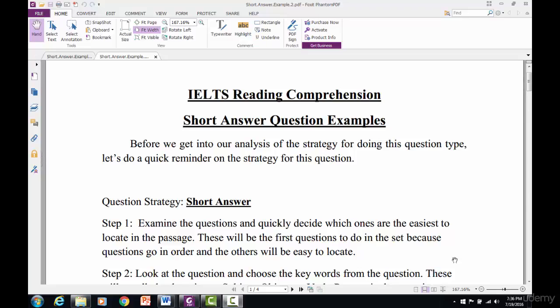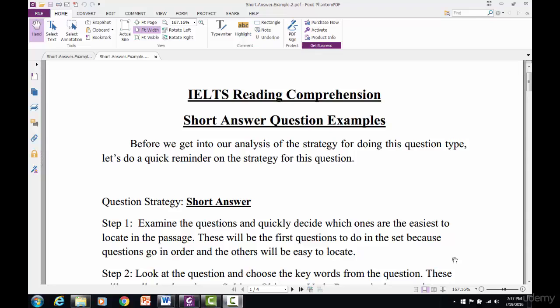Okay, everyone, let's have a look at another short answer example on how to do the short answer questions. As a quick review, as you know, these questions go in order. We want to look at the question set for the short answer and see which ones are easiest to find first and start with those.